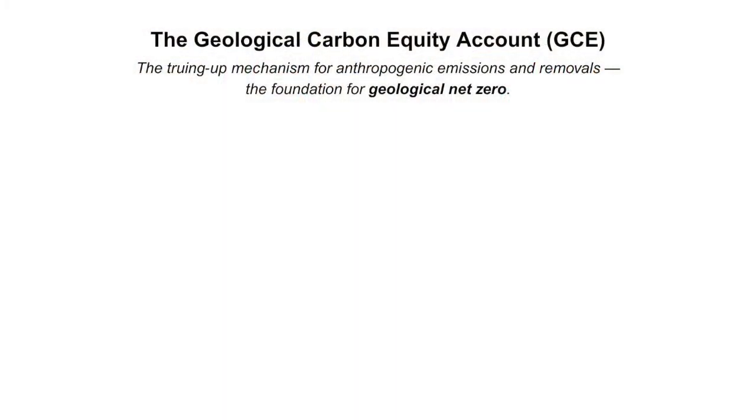And people might say, but my company has a net zero target or my country has a net zero target. But of course, the only net zero that really matters is geological net zero. So this geological carbon equity account is a really important tool for that accountability because it helps you tell at any one point where you are in that context.